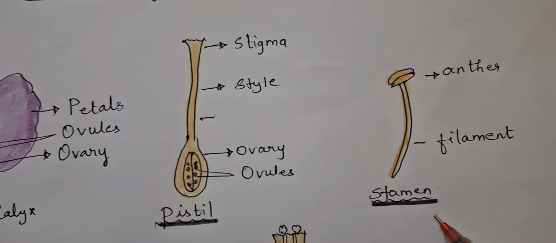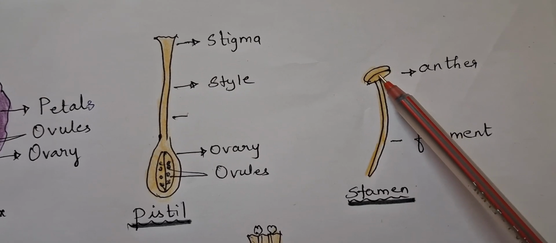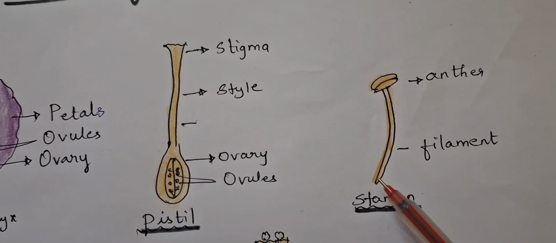Next, we'll go for the structure of the stamen. A stamen consists of an anther on top and a filament. So this is the male part of the flower.